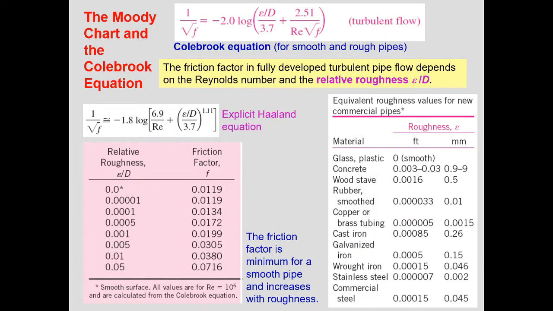So to get the relative roughness, the roughness depends on the material of the pipe. If it is glass, it is nearly equal to zero. If it is concrete, the roughness is 0.9 to 9. For wood stiff, 0.6. For rubber, it's 0.01. And going on, for commercial steel, it is equal to 0.045.